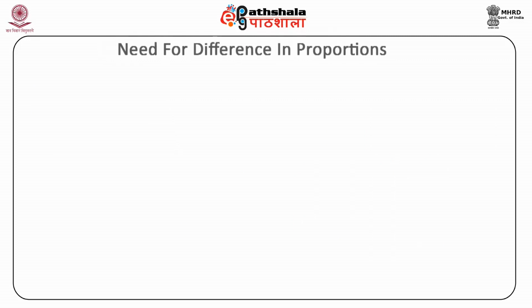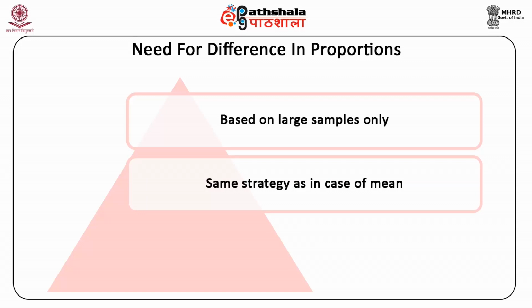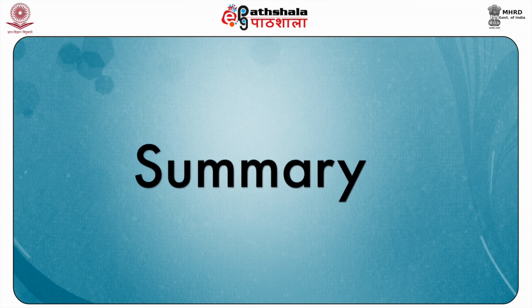Now, moving to the need for difference in proportions. The difference in proportions is based on large samples only. It uses the same strategy as in the case of mean. We calculate the difference in the two sample proportions and establish the sampling distribution for our estimator. The next step is to calculate the standard error of this sampling distribution.